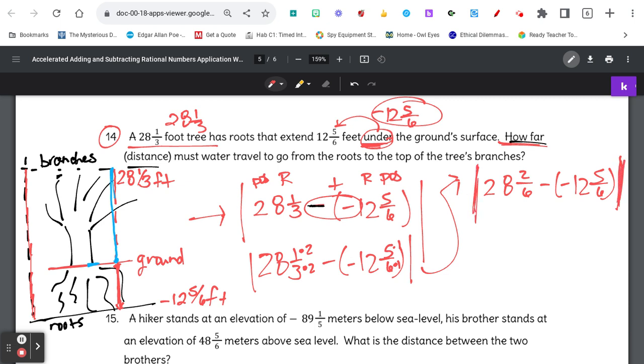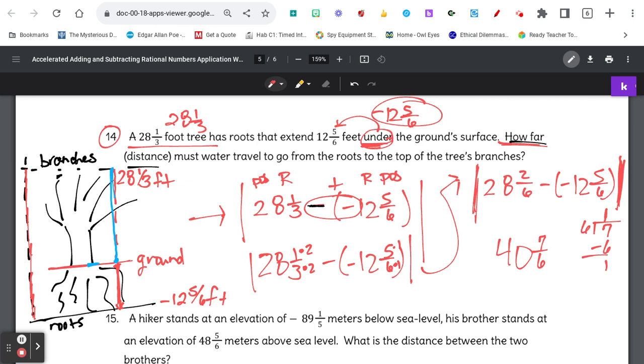And I'm going to add these two. Because I'm adding, I'm not going to stack them. Again, you only really need to stack them when you're subtracting with mixed numbers and whole numbers, okay? To see if you need to regroup or not. So that's going to be 40 and 7/6. But I have a problem. 7/6 is an improper fraction. So let's see how many 6s I can get out of 7. One whole group with a remainder of 1.